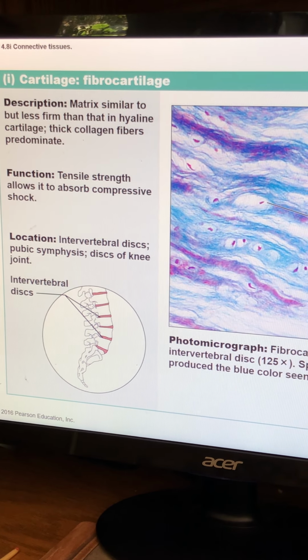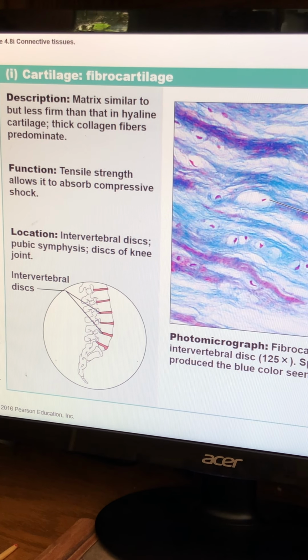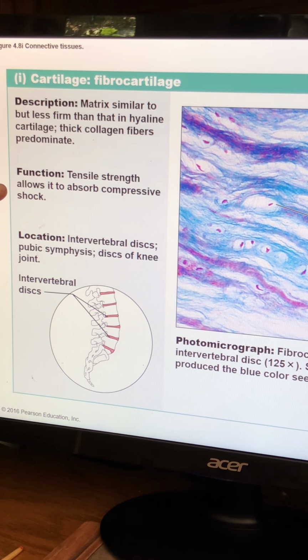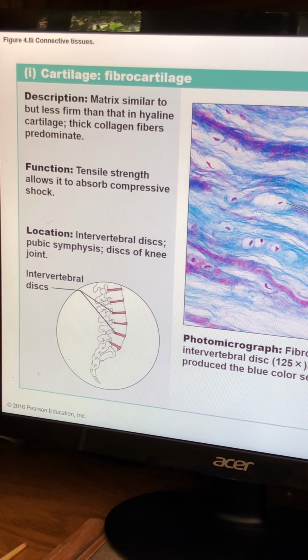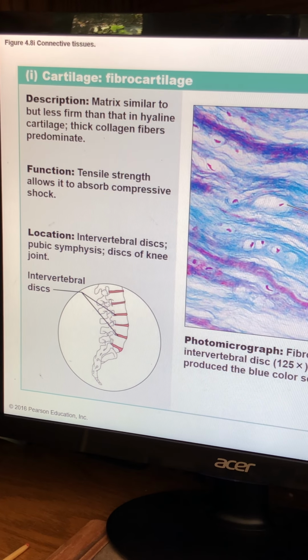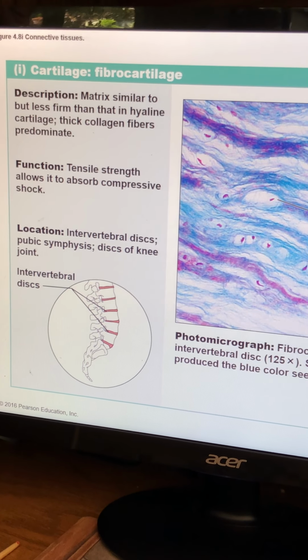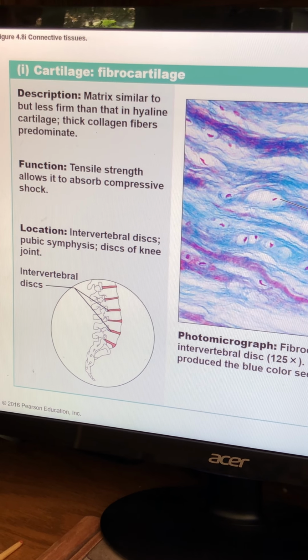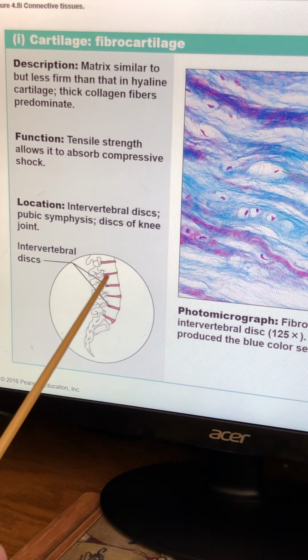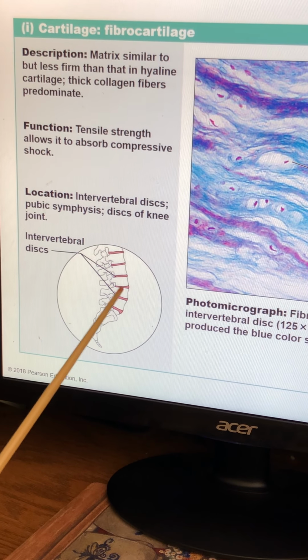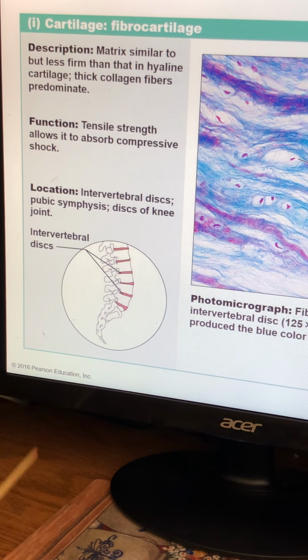So it has a good ability to absorb a lot of tensile strength, to absorb compressive shock. So if you jump off of a table, your ankle's going to pick up some of the shock absorbency, so will your knees. But if you land on your hiney, you can basically make that force go all the way up, and hopefully all of these discs are intact.